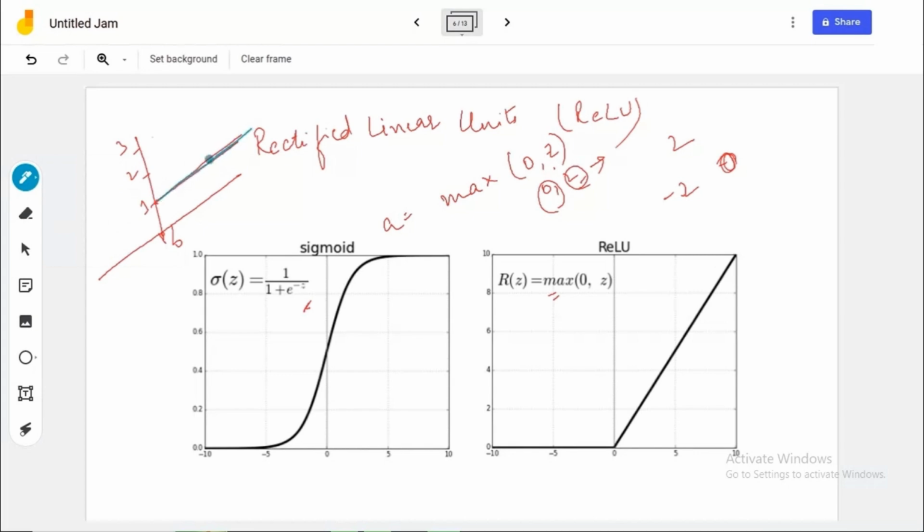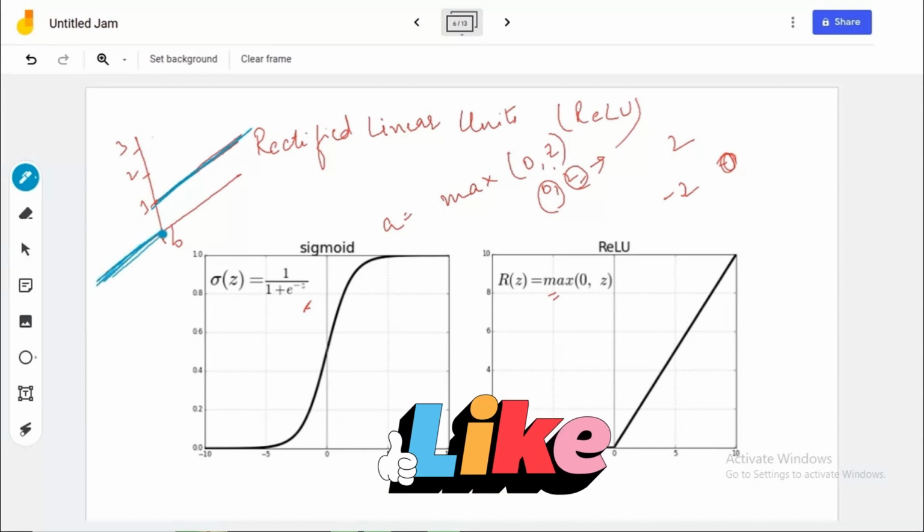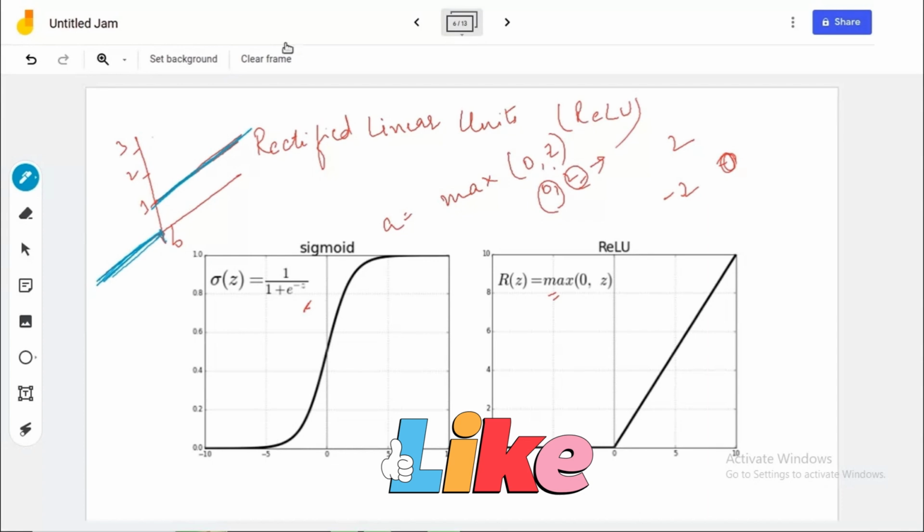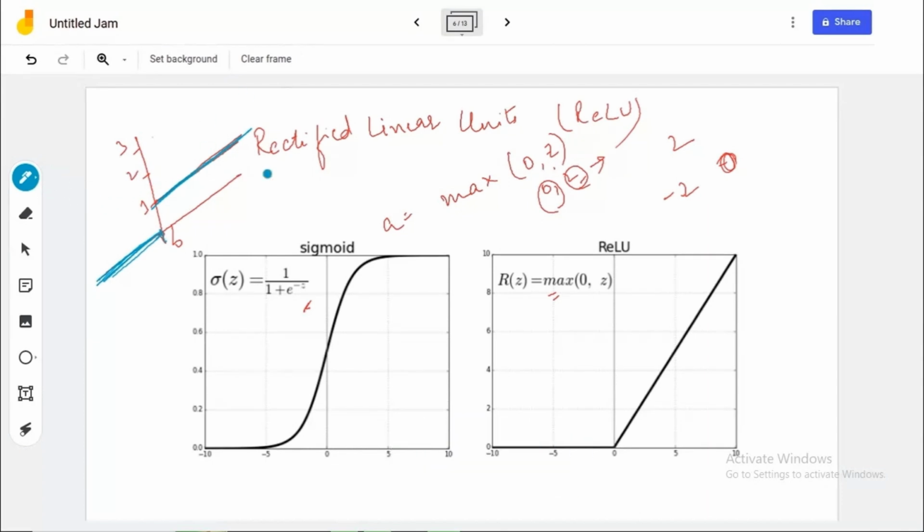Derivative here is 1. For negative numbers, the derivative will be 0. So you can already understand the problem that we are going to have. So let us talk about the problems with ReLU. The very first problem is dying ReLU or dying neurons. So what is this problem?